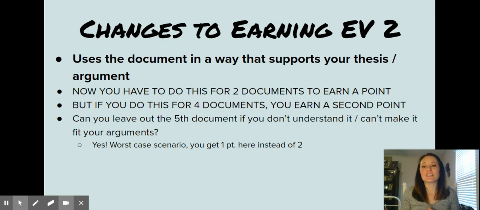What this tells me is you don't have to use every document to avoid taking this big risk or this big gamble like you used to on the original rubric. So this gives you a little bit more freedom. If there's a document you don't understand or you can't make it fit, don't use it. It's fine, okay?